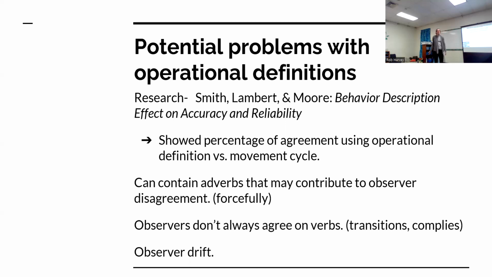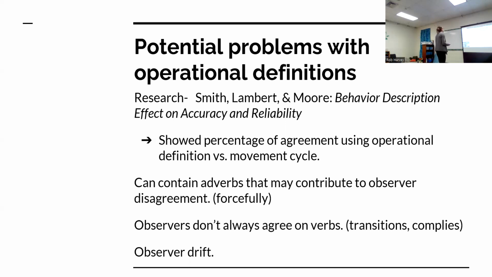And then there's observer drift. Observer drift means that the way someone is identifying and counting a behavior just changes over time. And this is more likely to occur with an operational definition versus a pinpoint, which includes a movement cycle.